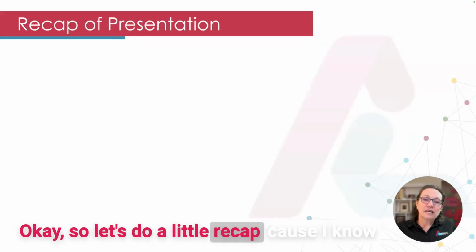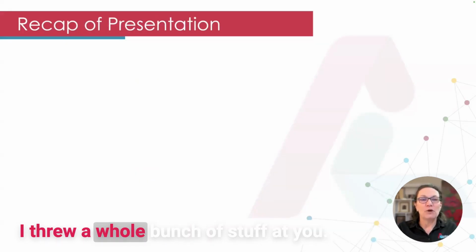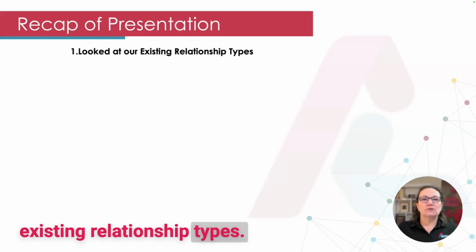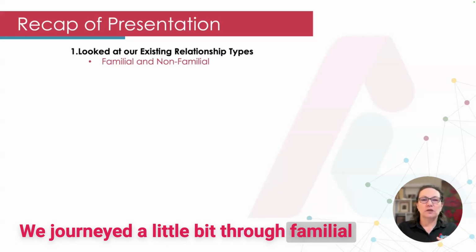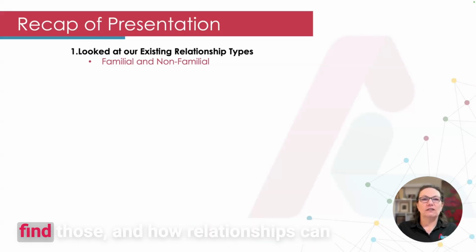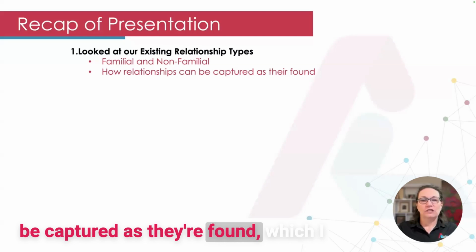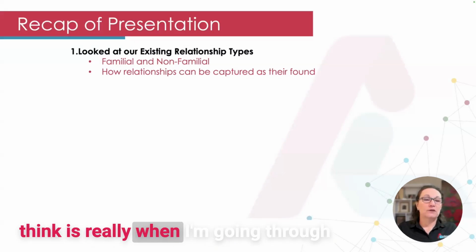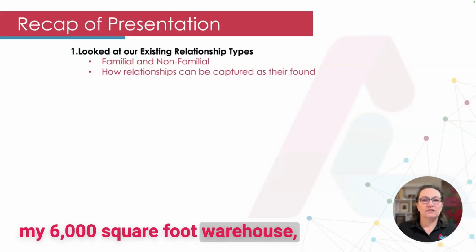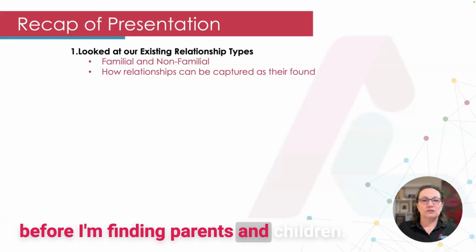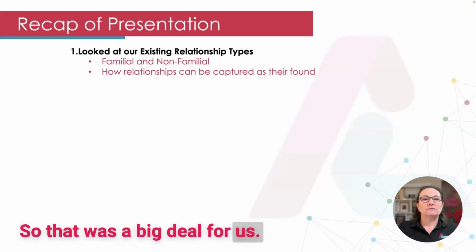Okay, so let's do a little recap because I know I threw a whole bunch of stuff at you. So we looked at our existing relationship types. We journeyed a little bit through familial and non-familial and how you can find those and how relationships can be captured as they're found, which I think is really, when I'm going through my 6,000 square foot warehouse, I'm finding grandmas and aunts well before I'm finding parents and children. So that was a big deal for us.